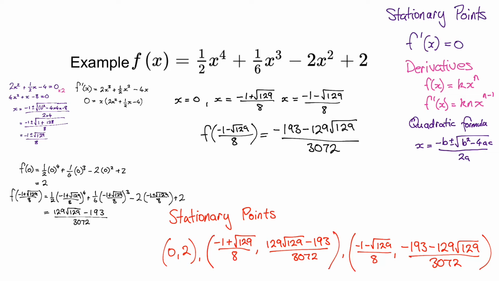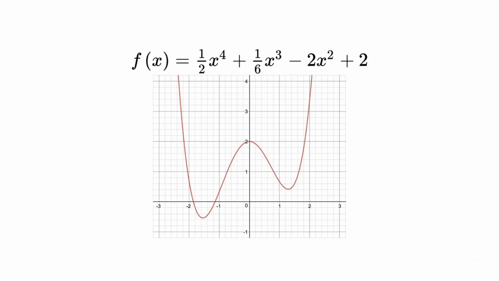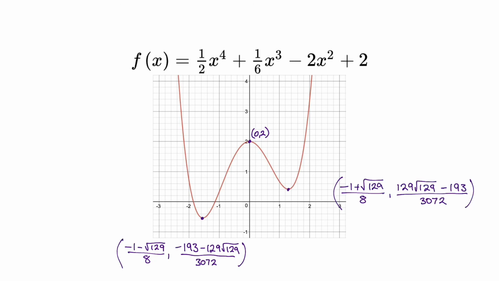So now let's look at this on a graph. We've got our original function here in red. And when we put in our stationary points at these three locations, when our derivative is equal to 0, these are our point values.